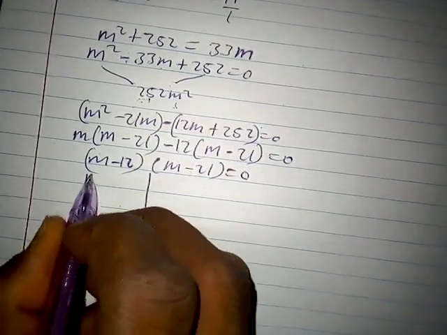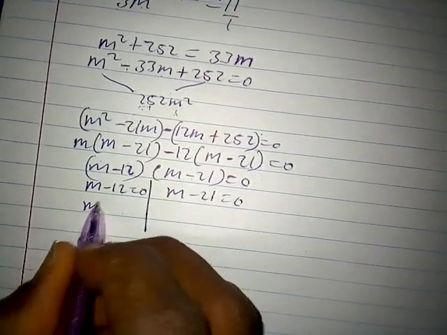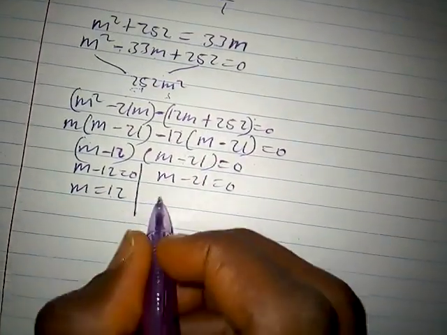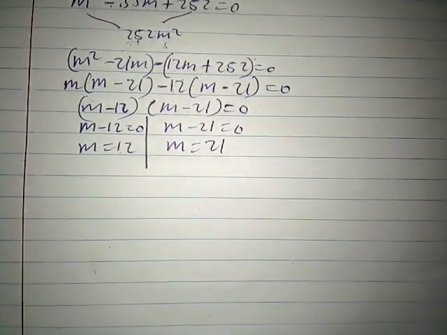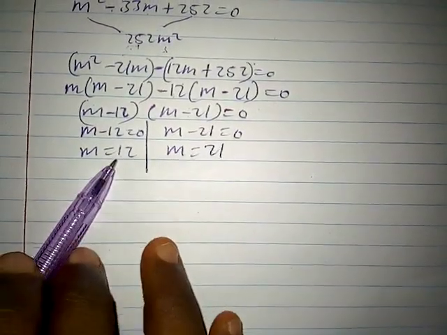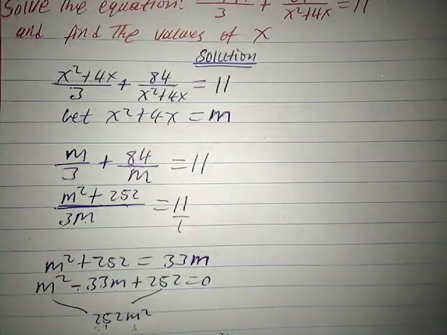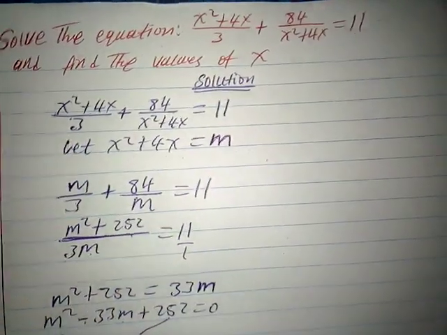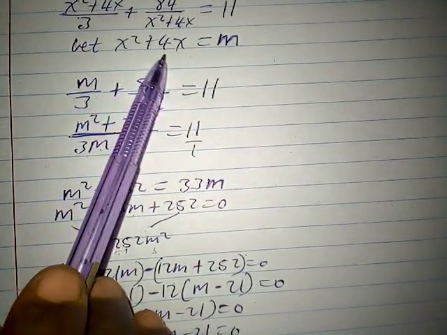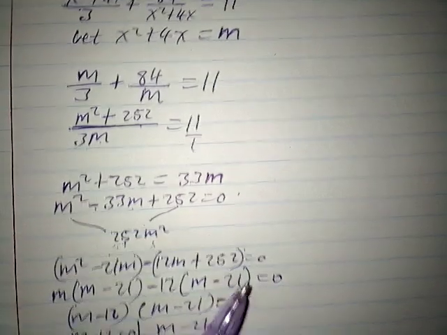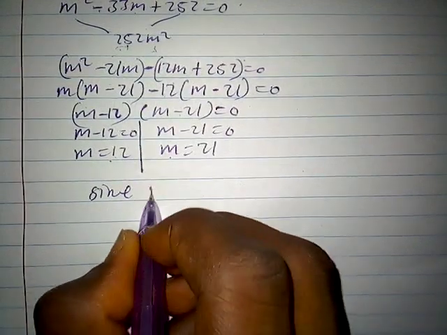So say in each of the brackets, m minus 12 equals 0, m minus 21 equals 0. So m is equal to 12. If we transpose, m is equal to 21 when we transpose again. Now we know the values of what? m. The first value of m is 12 and the second value of m is 21. But the question says we should find the values of what? x. Do you see? Now since we know what m is, see here, we let x square plus 4x be m. So see, since m is equal to what?